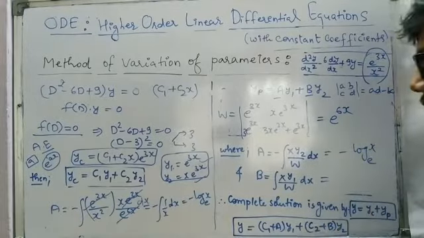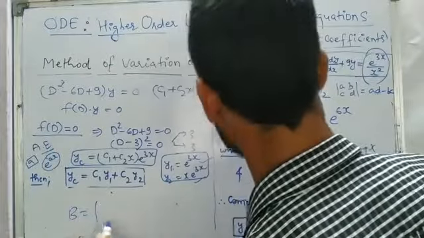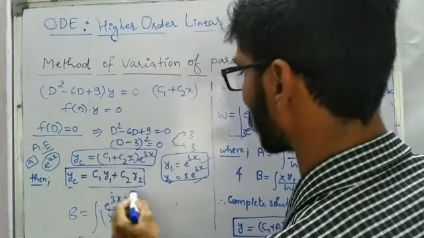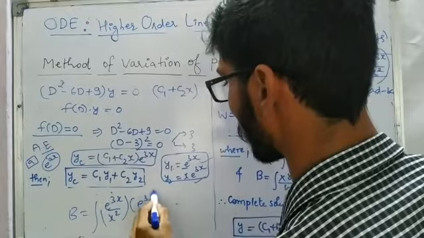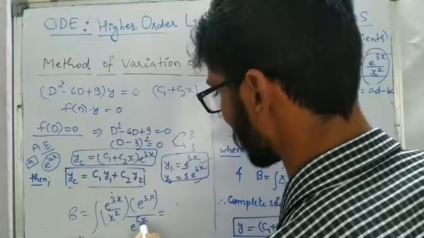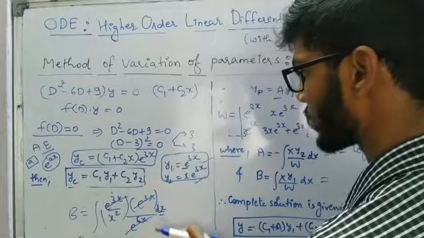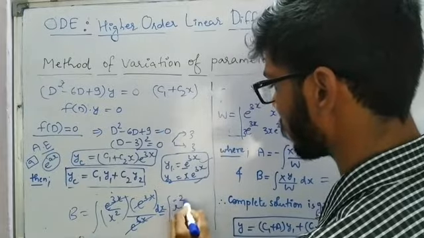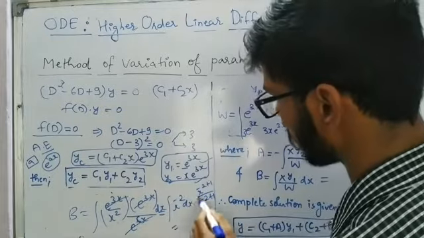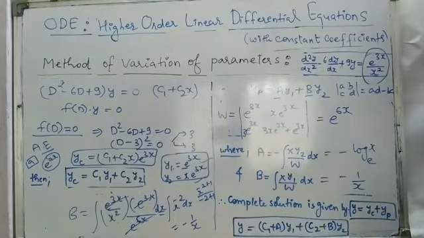And to calculate b, we have to again make use of the formula. B is equal to integration of capital X. Capital X is nothing but e power 3x by x square, and then y1 is nothing but e power 3x. So e power 3x, and divide by w we have calculated as e power 6x. So this is nothing but 3x and 3x 6x, and 1 upon x square, and integration dx. So integration of x power minus 2 dx. So x power minus 2 plus 1 divided by minus 2 plus 1. So this will be minus 1 by x. So b we are going to get as minus 1 upon x.